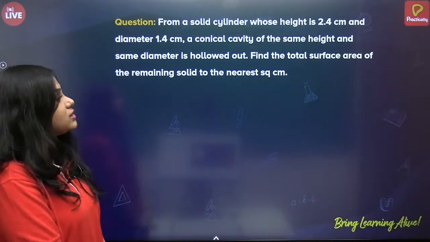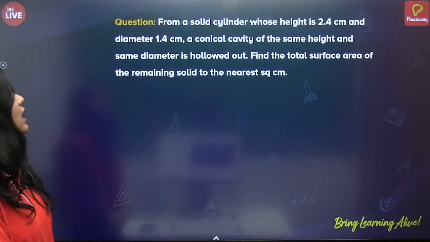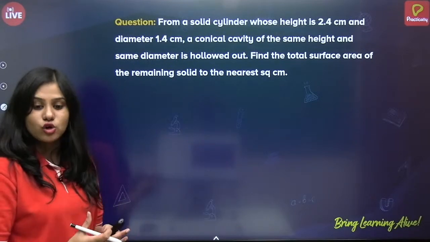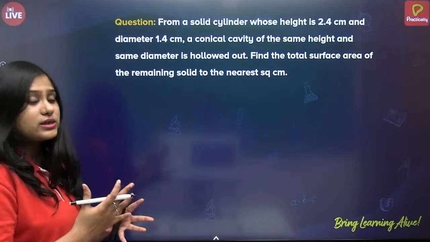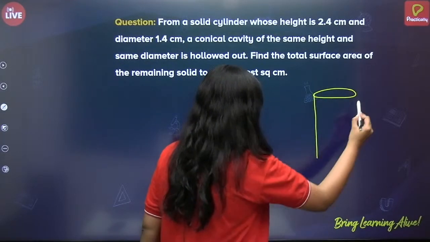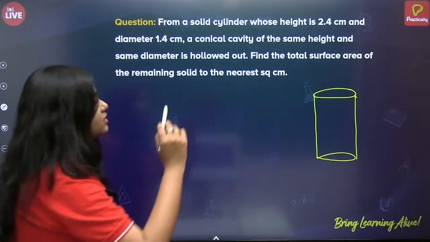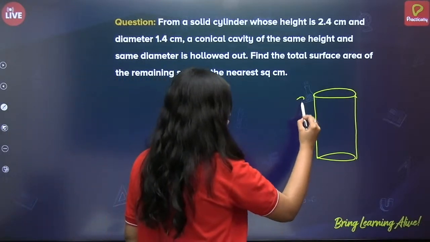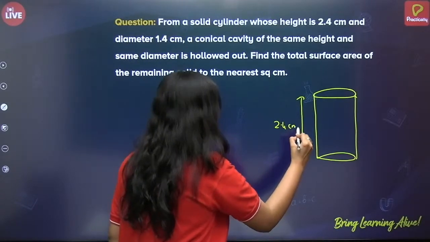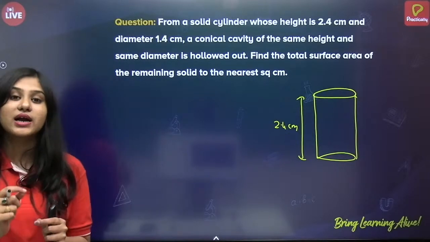From a solid cylinder whose height is 2.4 centimeter and diameter 1.4 centimeter. Okay. First let us draw a solid cylinder. So let me draw a cylinder. Okay. The height is 2.4 centimeters. All right. This is 2.4 centimeters. Next. And diameter is 1.4. See, again it is diameter given.